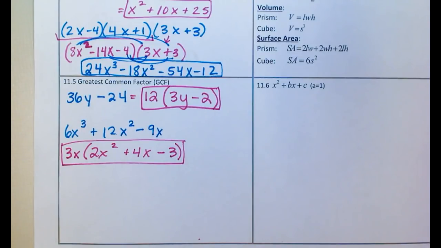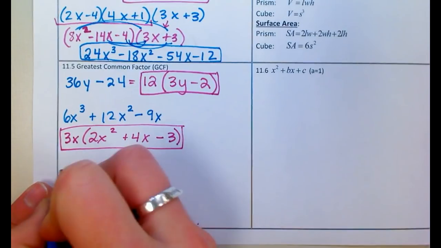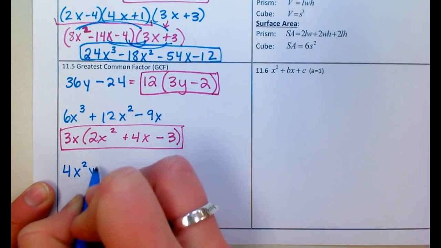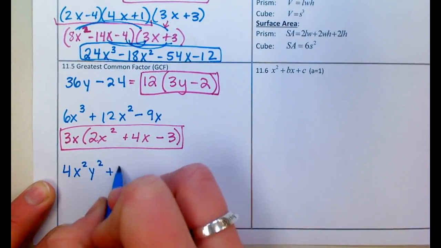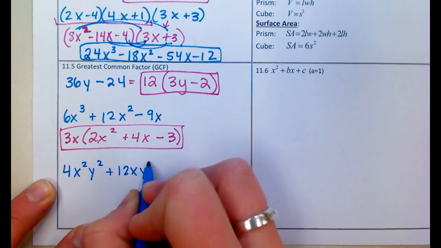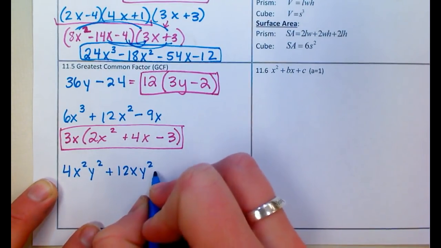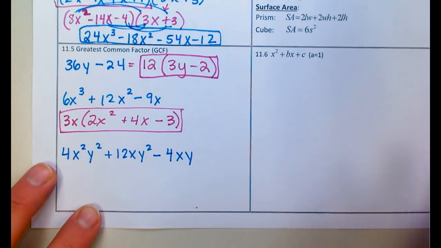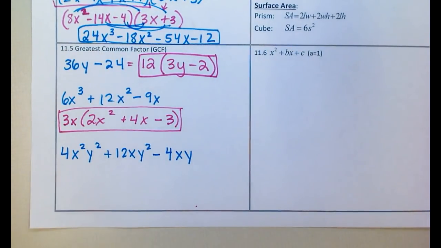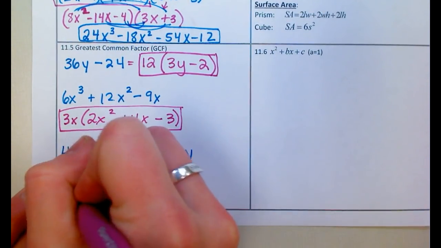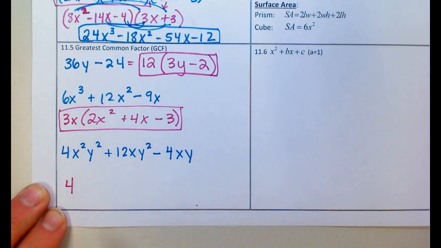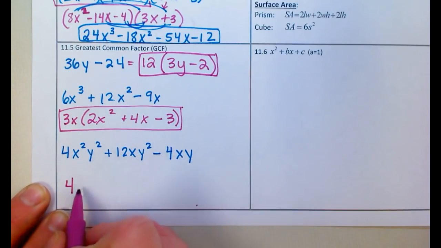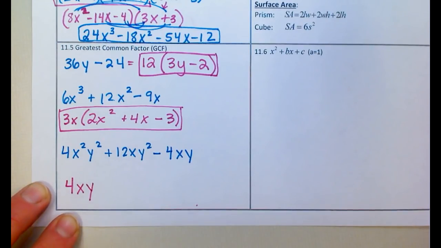The next one we have 4x squared y squared plus 12xy squared minus 4xy. Looking between the numbers first, 4, 12, and 4, they all have a 4 in common. Now looking at my variables, x squared, x, and x, they do have one x in common. And y squared and y, they only have one y in common.